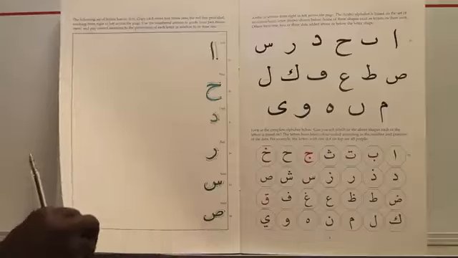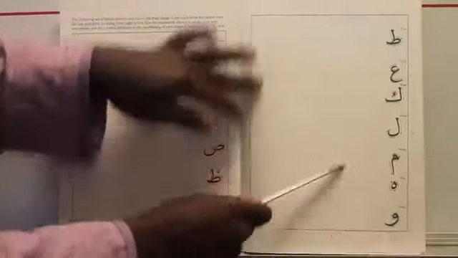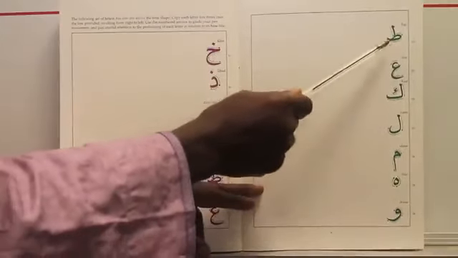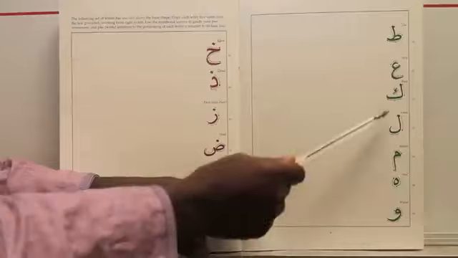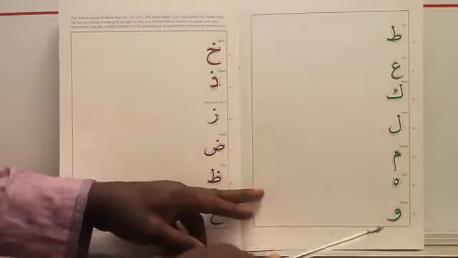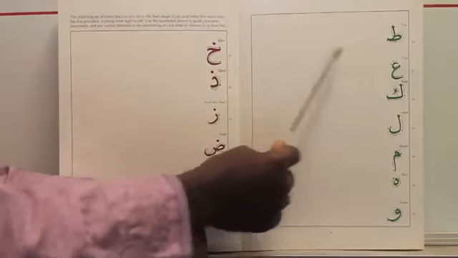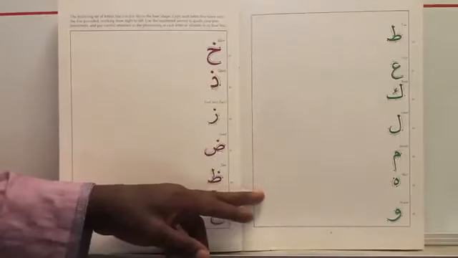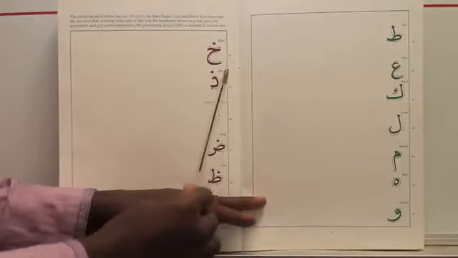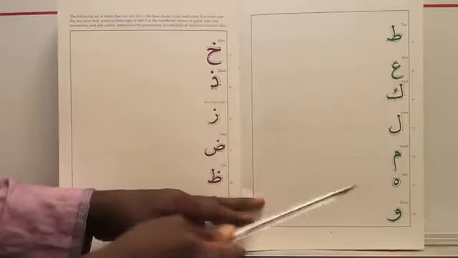Right, let's now go to page 6. Page 6 is a continuation of those letters with no dots. Here we have ta, ain, kaf, lam, mim, ha, waw. Again, copy them on the line provided, and pay attention to the direction from right to left, and the arrow is telling you exactly your hand movement in sequence.